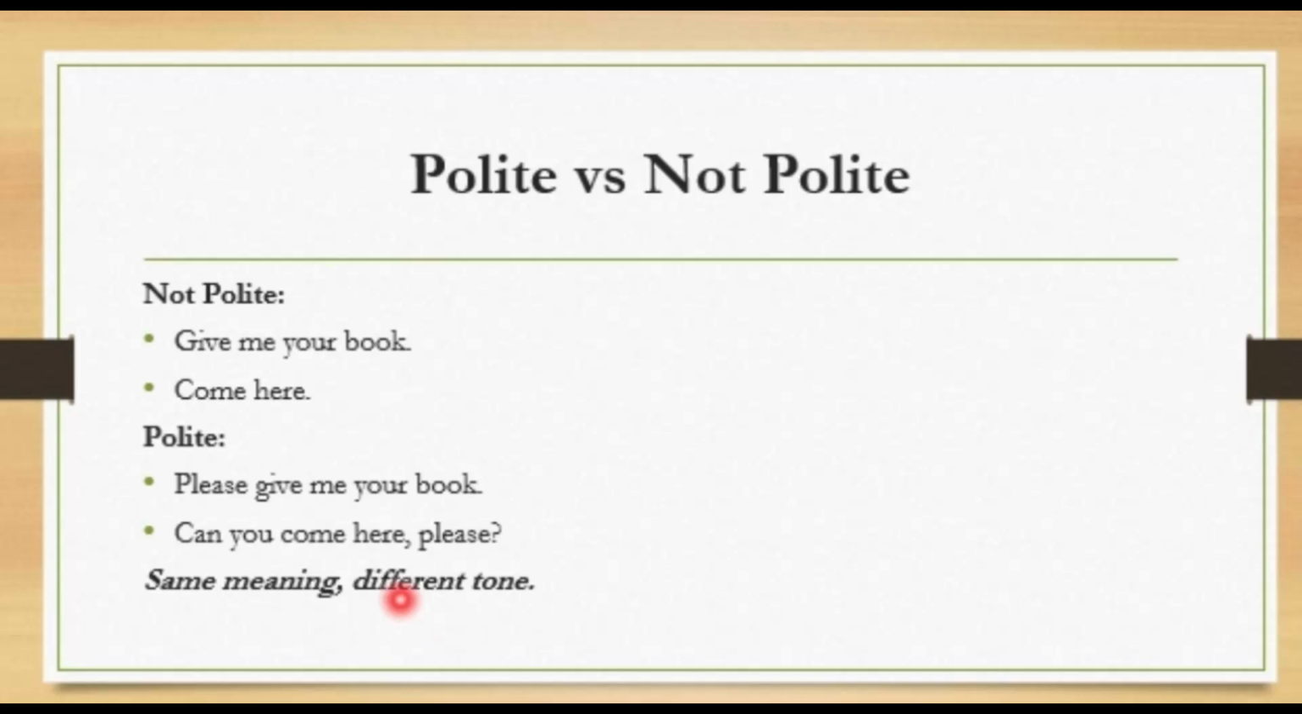So here we can see better which one is more polite, right? The second one is more polite.